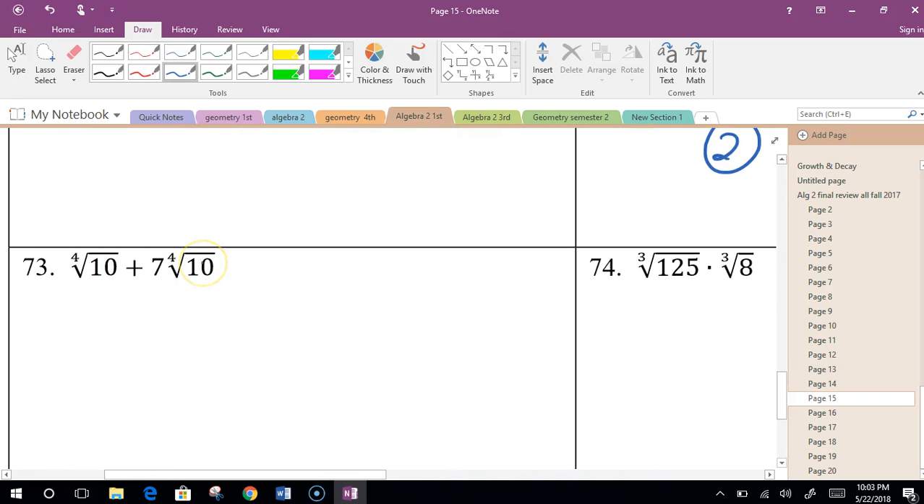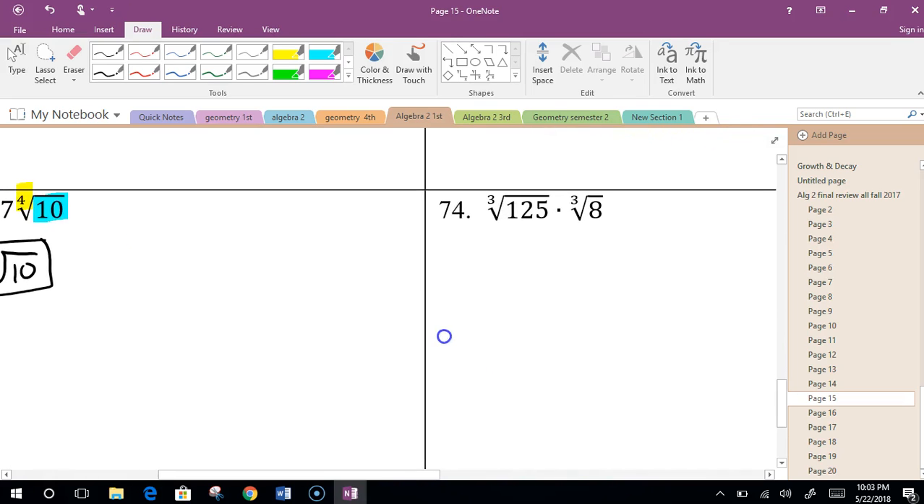When we're adding or subtracting, we have to make sure of 2 things. We need to make sure that their indexes match, and we need to make sure that their radicands match. In this case, they both do, so the only thing missing is there's no number in front of this radical, which means we're going to just put a 1 to hold spot. And all we're going to do is add up our leading coefficients here. This would end up being 8 4th root of 10.